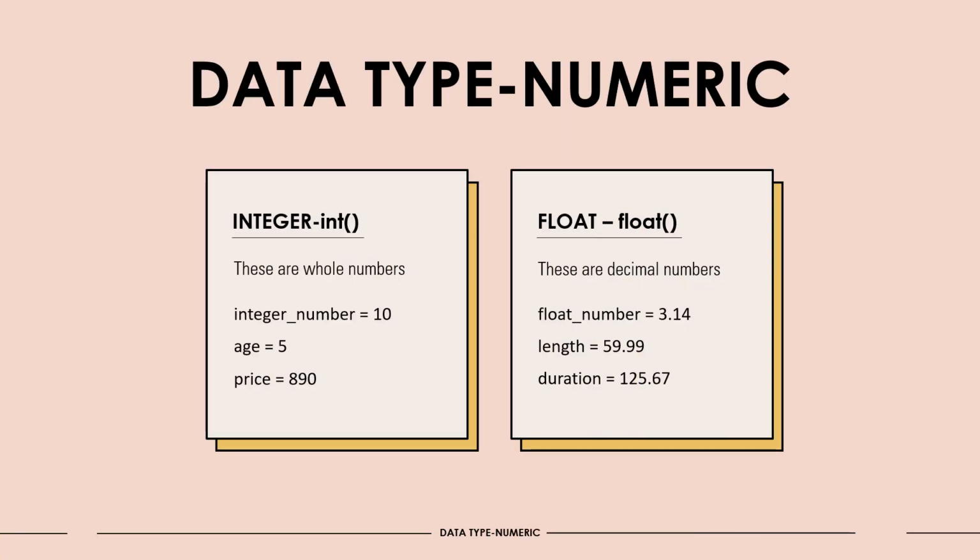Numeric data types are used to represent numbers. Let's take a closer look with some examples. Integers are whole numbers and they are represented with int. Variables like age and price here are integers as they are whole numbers, which means they do not have a decimal. Contrary, floats are decimal numbers, e.g. length is 59.99 and duration is 125.67.